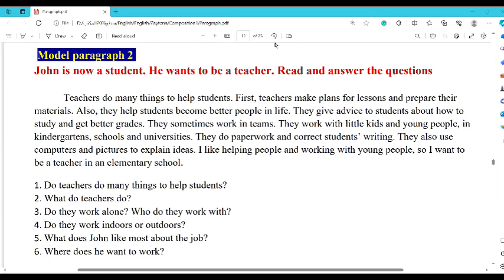Okay. Yes, go ahead, Ahmed. They work with little kids and young people. No, little kids. Little kids and young people. In kindergartens, schools, and universities, they do paperwork and correct students' writing. They also use computers and pictures to explain ideas. I like helping people and working with young people. So I want to be a teacher in an elementary school. Okay, thank you so much.